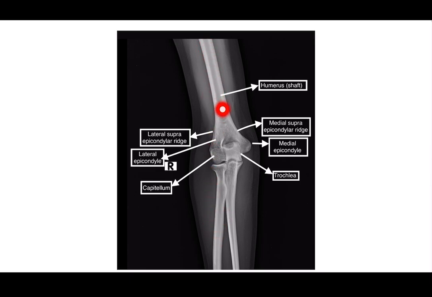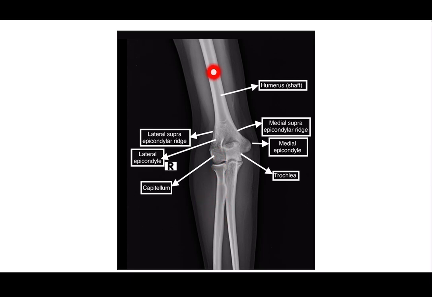So coming from here, this is the shaft of humerus. Now coming to the lateral aspect, this is the lateral epicondylar ridge. This is the lateral epicondyle. This is the capitellum. And this capitellum is articulating with the head of radius. This round structure is the head of radius, this is the neck of radius, and this is the radial tuberosity. So we have considered one alignment of the radial aspect. Now we know all the structures on the radial side.